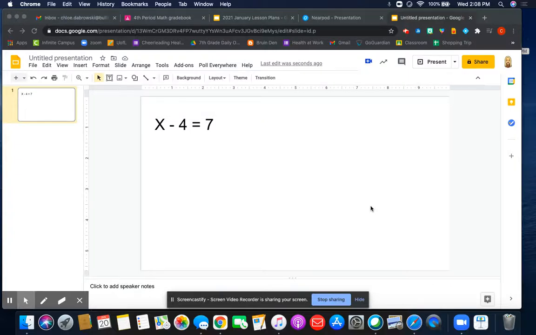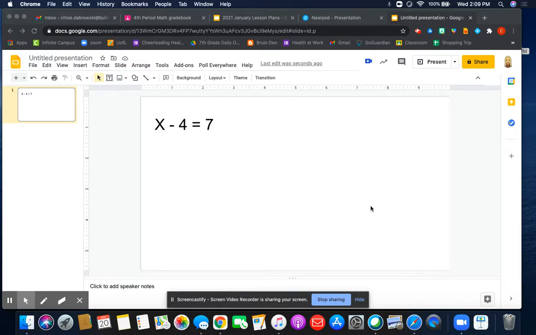Hey Bears, so today we're going to talk about one-step equations. This is my favorite part of middle school math. I just love it. This is why I want to teach math in the first place, so I'm really excited to get to do this with you guys.